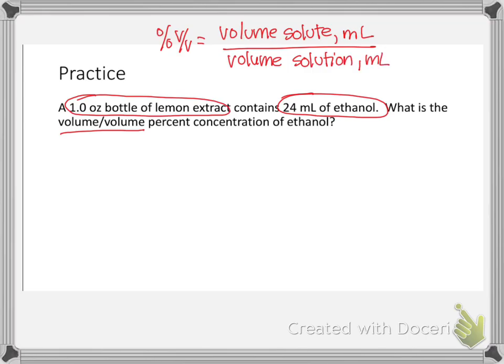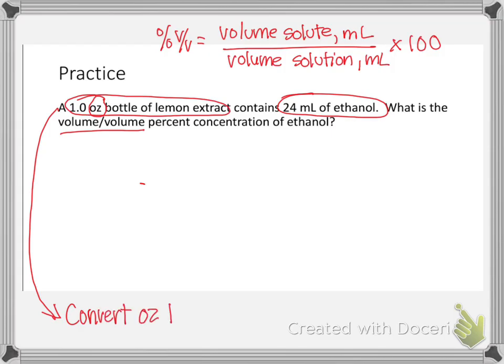in milliliters, times 100. All right, so I see something pretty quickly that this is ounces. It's not milliliters. So before I start, I have to convert the ounces to milliliters. So to convert, you have to know the conversion. It's 1 fluid ounce equals 29.6 milliliters.